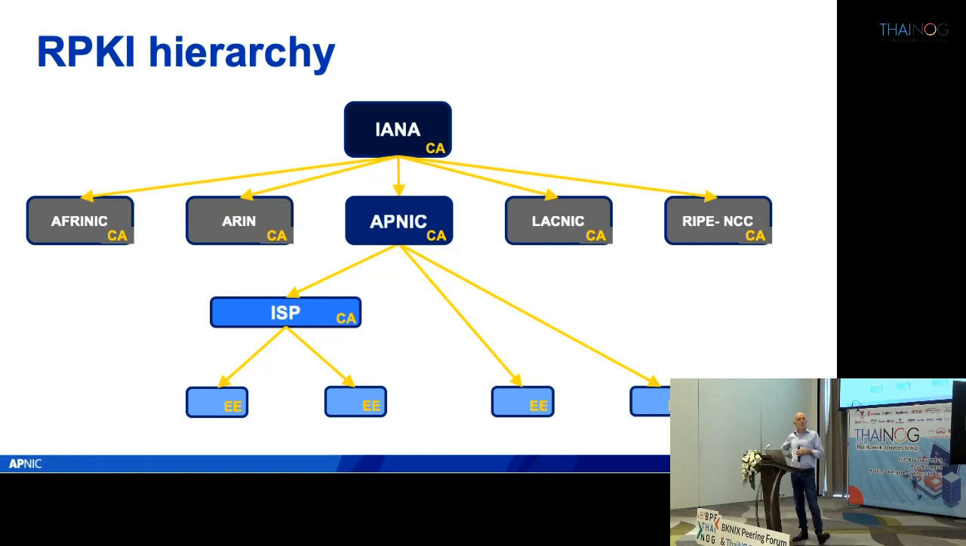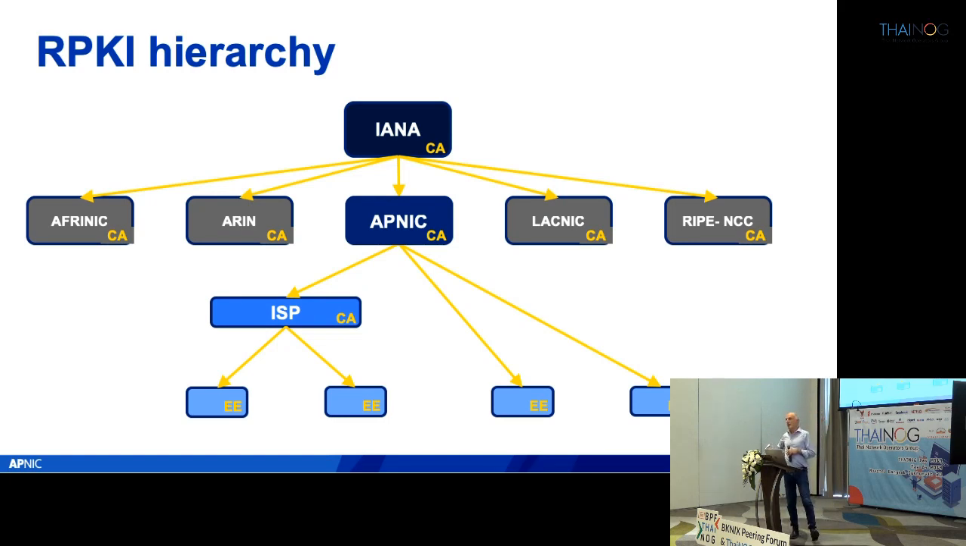Then each of the RIRs, and you can see APNIC in the middle, is also a certificate authority for certifying the IP address allocations that we make to downstream ISPs or to end entities, to enterprises and users. Something that you see here is that potentially under RPKI, each ISP is also a certificate authority to issue certificates to its customers or its downstream users of IP address assignments.